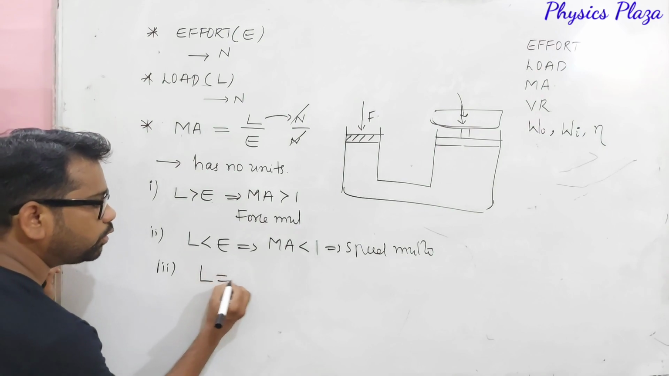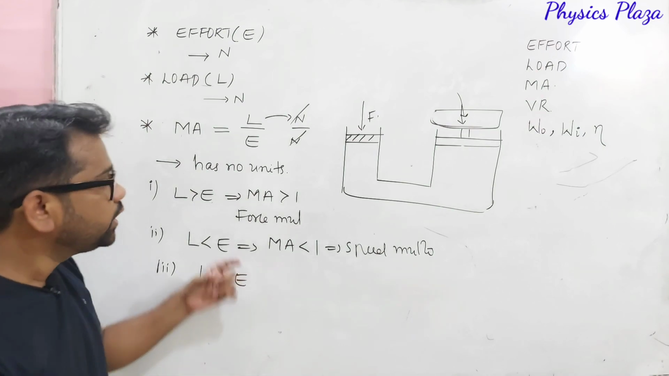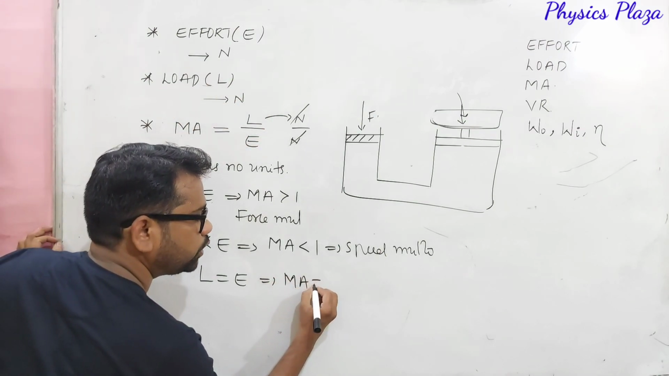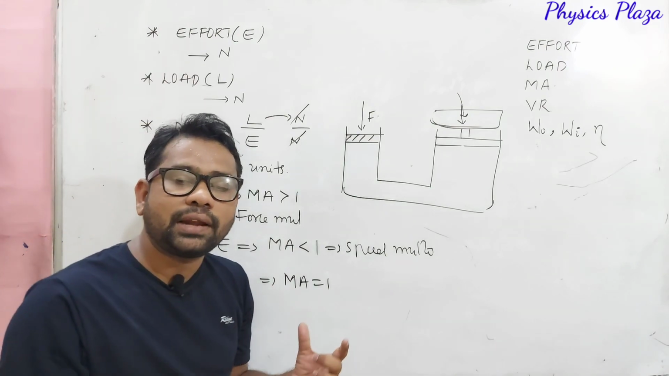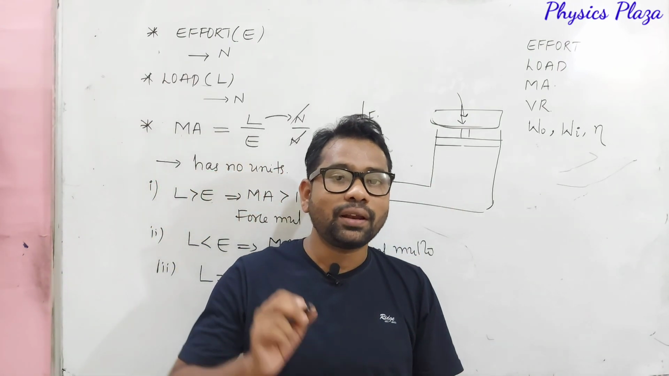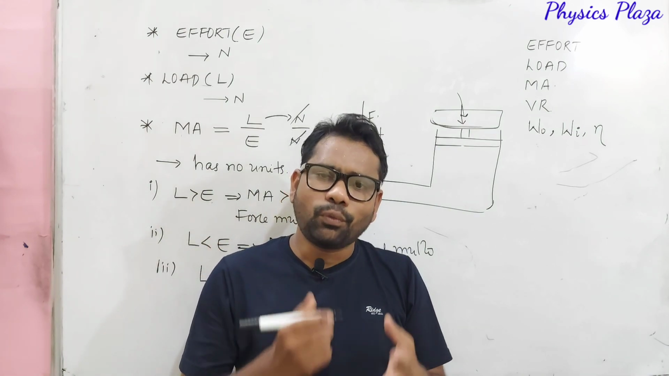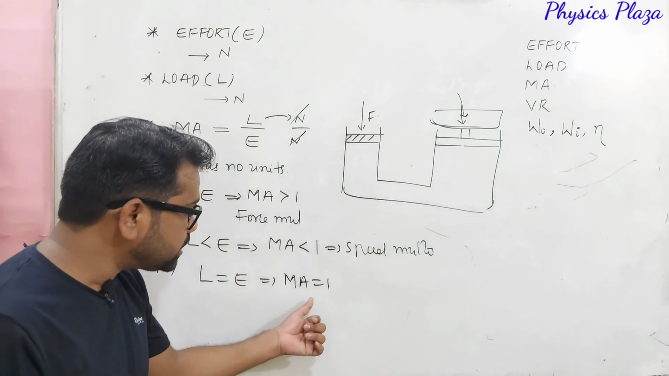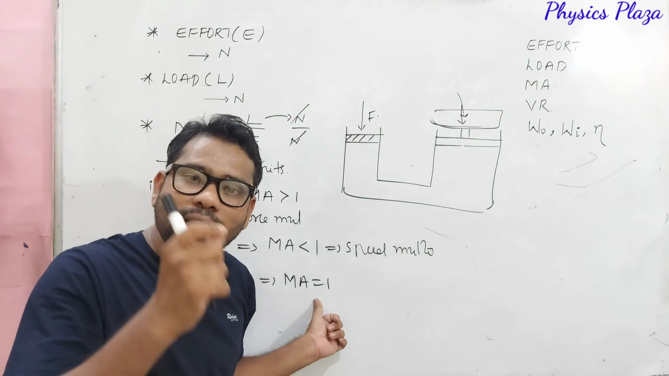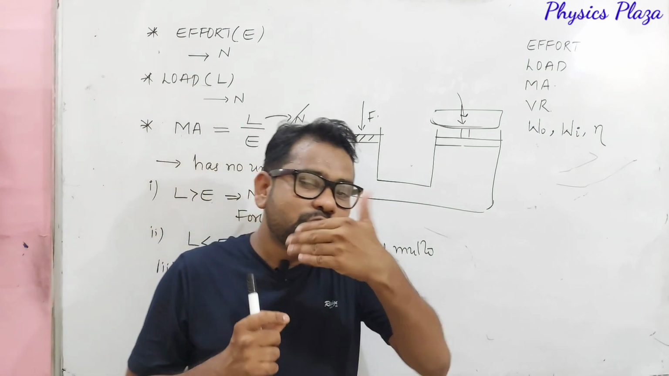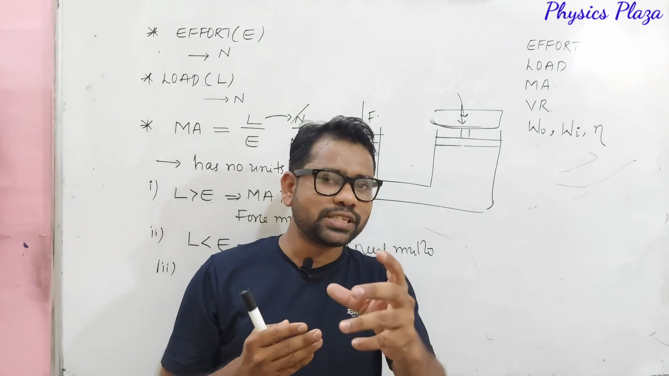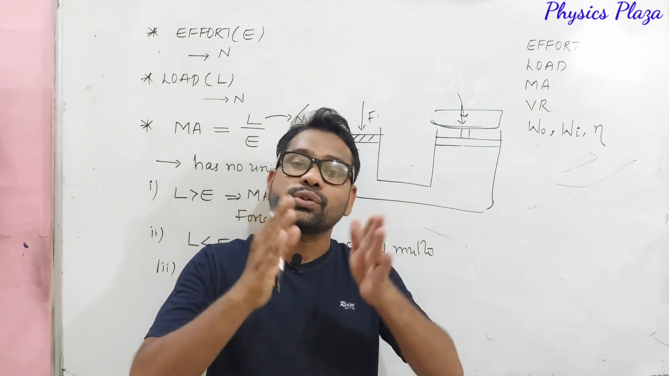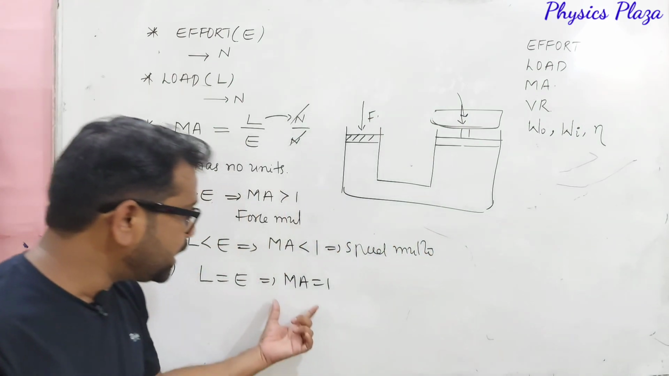if load is equal to effort, that is numerator is equal to denominator, then what happens, dear children, here? Mechanical advantage is equal to 1. So machine with mechanical advantage 1 neither acts like a force multiplier nor a speed multiplier. Then what is its purpose? What is its use? Then why we need to use that particular machine with a mechanical advantage 1? So it's very, very important. Machine with a mechanical advantage 1 is used to change the direction of effort applied. The best example is single fixed pulley. So single fixed pulley is neither force multiplier nor speed multiplier. It is used to change the direction of effort applied.